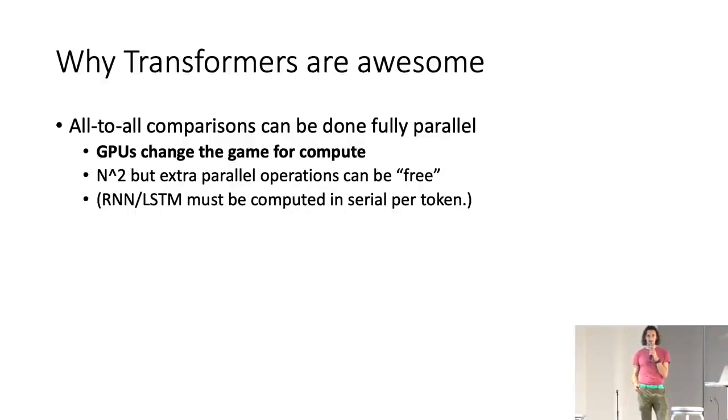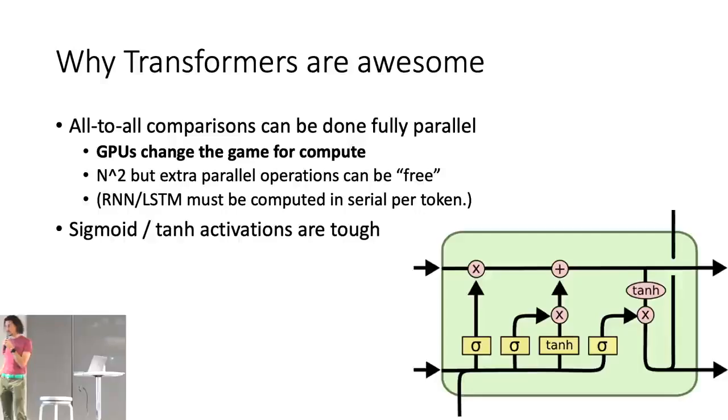So doing things in n squared is not actually necessarily much more expensive, whereas in an RNN, like an LSTM, you can't do anything with token 11 until you're completely done processing token 10. Right? So this is a key advantage of transformers. They're much more computationally efficient.